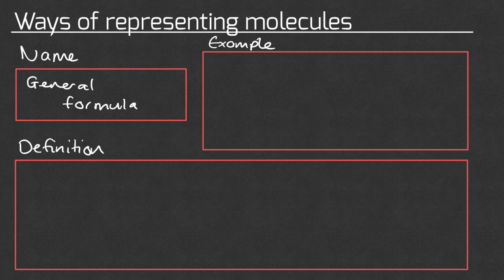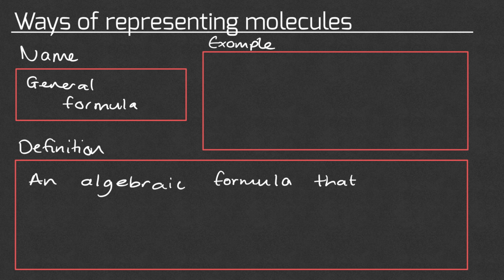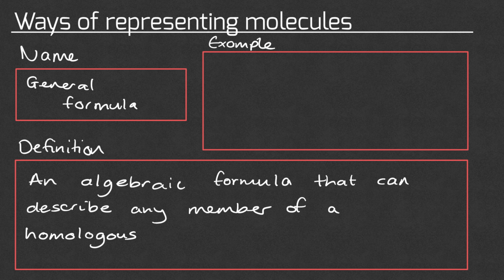When we were looking at the definition of functional groups and homologous series, we said they all had the same general formula, so we're looking in more detail at what that means. The general formula is an algebraic formula that can describe any member of a homologous series. You'll probably use this quite a lot in GCSE when you learnt what the general formula for an alkane or an alkene was. This can be applied to any kind of molecule with a functional group.